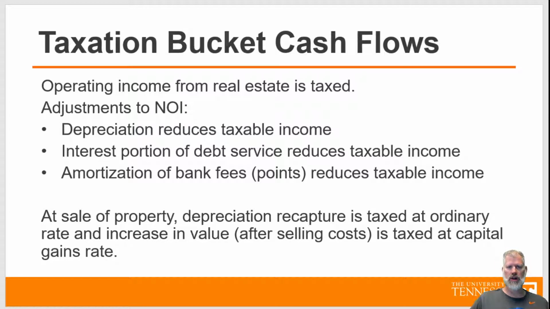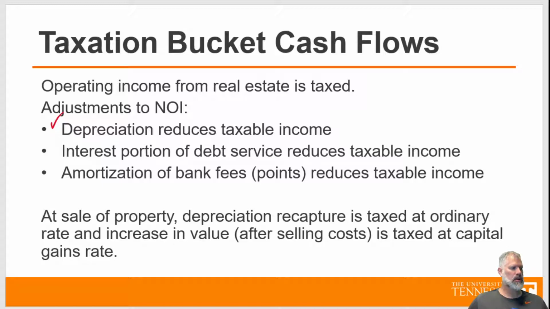And from the NOI, the net operating income, we're going to make a few adjustments. First, we're going to take out depreciation because depreciation reduces the taxable income. So we're going to depreciate our asset, and if it's residential, which is the property we're talking about, we're going to depreciate over a 27 and a half year useful life. If it was commercial, it would be a 39-year useful life.